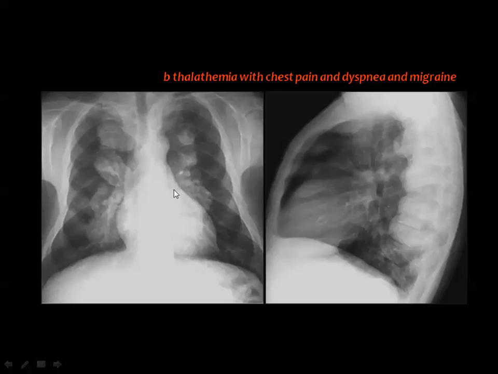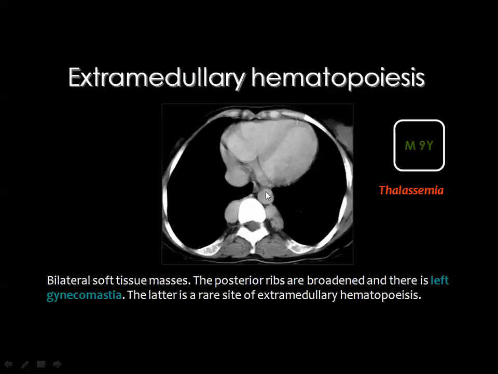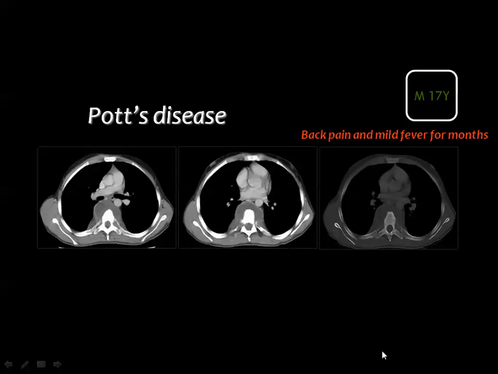In this chest X-ray, you see multiple masses on both sides of the vertebrae. In the lateral view, the masses are projected posteriorly. Some of the lesions are seen anteriorly. And in the CT scan, you see the evidence of bone marrow hyperplasia with expansion of the rib and bilateral posterior mediastinal soft tissue masses. This patient with thalassemia shows evidence of bone marrow hyperplasia with expansion of the ribs and posterior mediastinal masses representing extramedullary hematopoiesis.